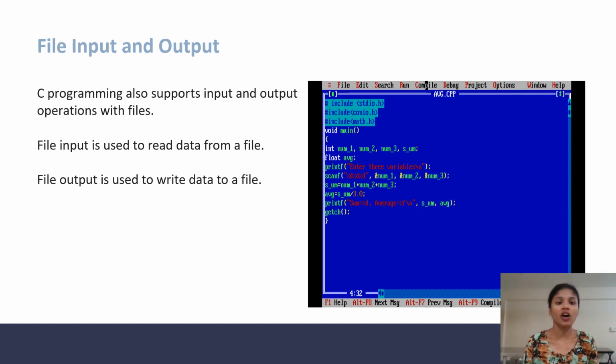File input and output in C. File output means data is written into the file, and file input means data is read from the file. C programming also supports input and output operations on files. File input is used to read the data from the file. File output is used to write the data to the file.